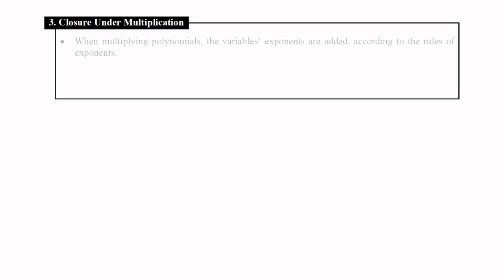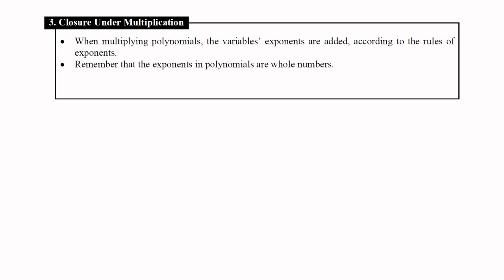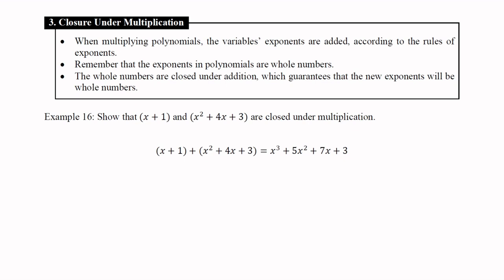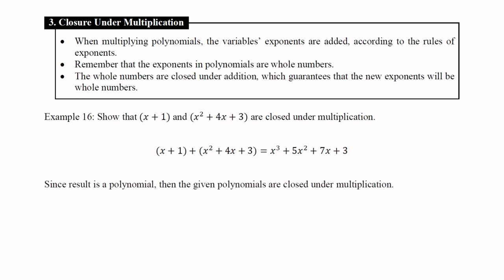For multiplication, when multiplying polynomials, the variables' exponents are added according to the rules of exponents. Remember that the exponents in polynomials are whole numbers. The whole numbers are closed under addition, which guarantees the new exponents will be whole numbers as well. So, if we take these two polynomials and we multiply them, so here we're multiplying, not adding, we will actually get another polynomial. So since the result is a polynomial, then the given polynomials are closed under multiplication.